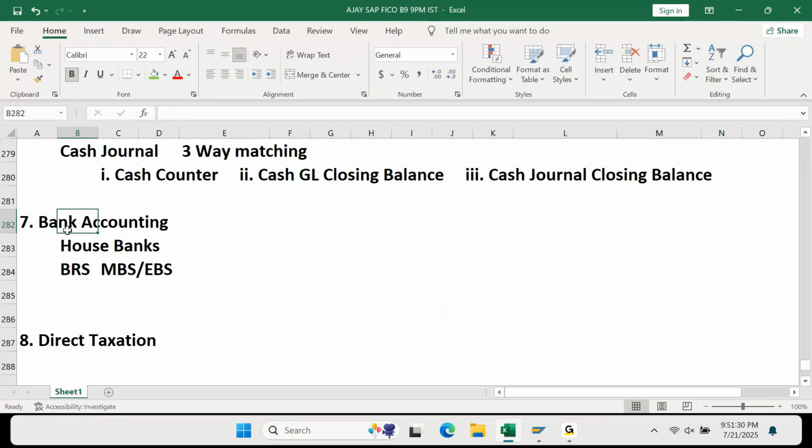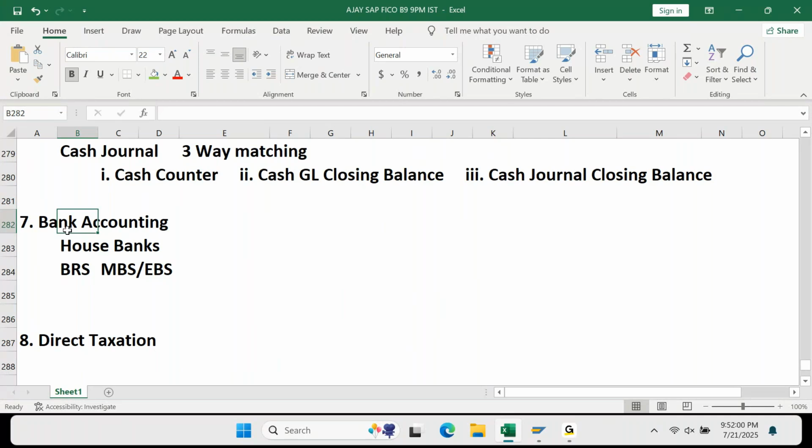If the transaction is reflecting in bank GL accounting entry plus bank statement, then it is a reconciled transaction. Sometimes you will get a transaction maybe only in the bank statement but not in the bank GL account, or it is there in the bank GL account but not in the bank statement. This is nothing but an unreconciled transaction, right? These points also we need to understand.